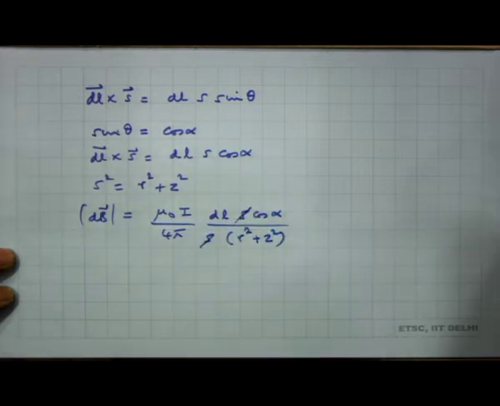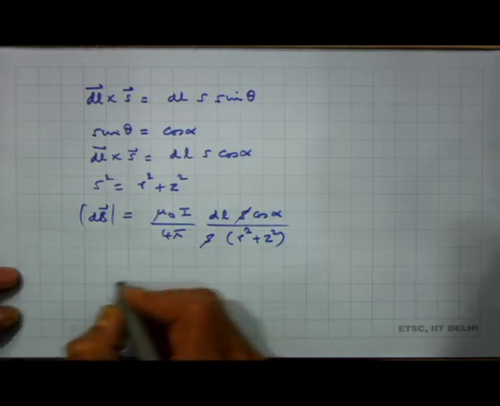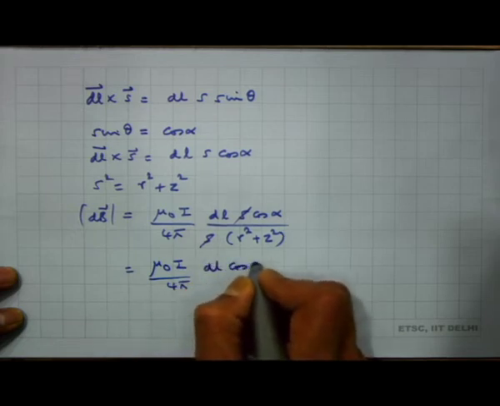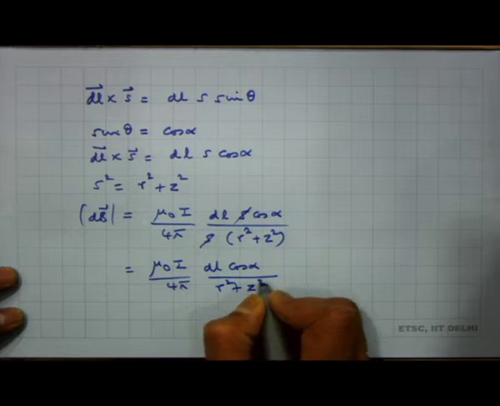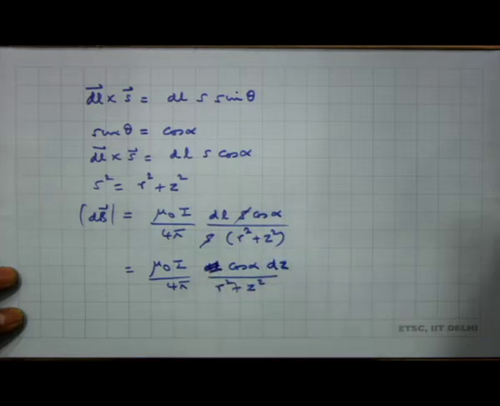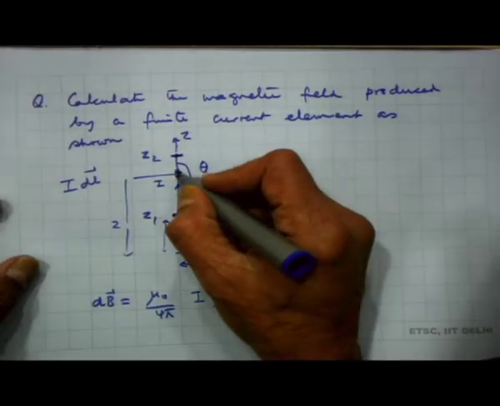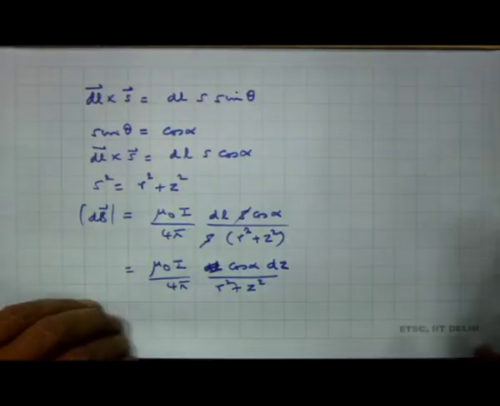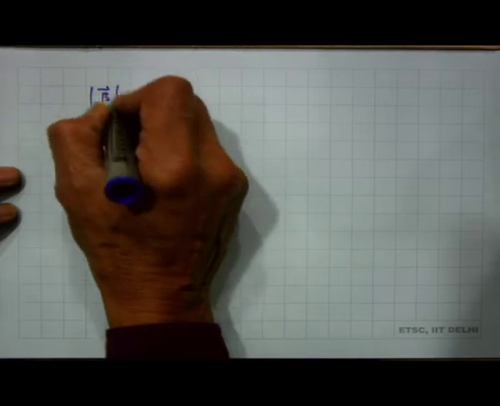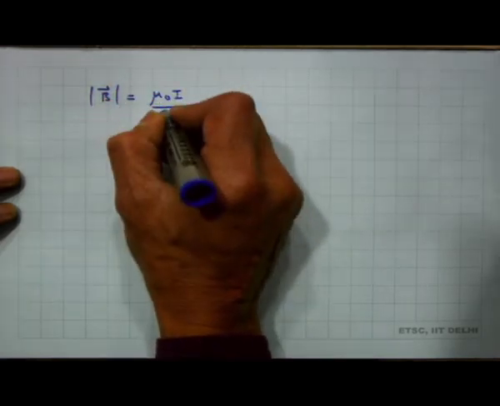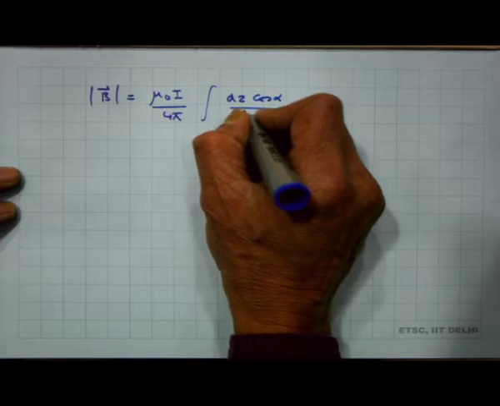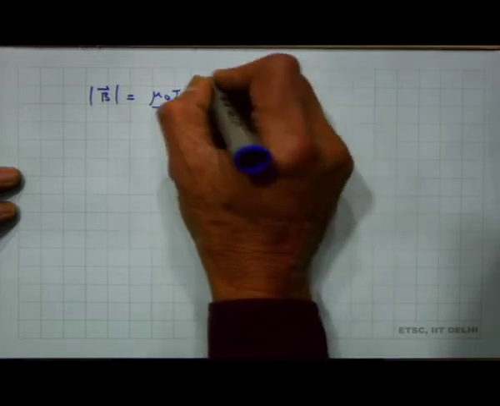So, this s cancels off and I have essentially mu naught I by 4 pi dl cos alpha by r square plus z square, and dl is nothing but, let me write it as dz, because dl is a small current element along the z direction. So, I replace dl by dz. So, the total magnetic field will be obtained by integrating this. So, B magnitude total will be equal to mu naught I by 4 pi integral dz cos alpha divided by r square plus z square from z1 to z2.